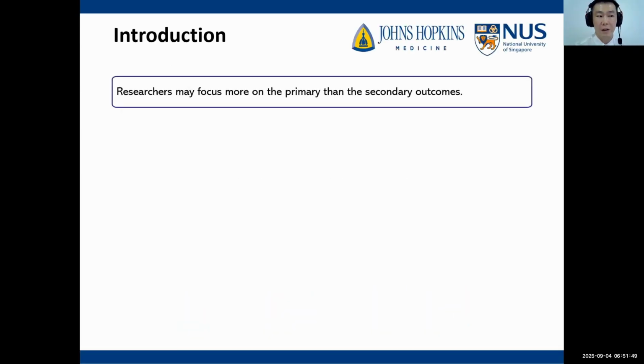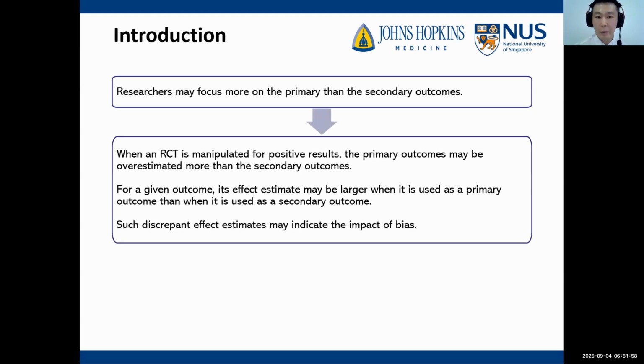When designing and conducting RCTs, researchers may focus more on the primary than the secondary outcomes. When RCT is manipulated for positive results, the primary outcomes may be overestimated more than the secondary outcomes. For a given outcome, its effect estimates may be larger when it is used as a primary outcome than when it is used as a secondary outcome. Such discrepant effect estimates may indicate the impact of bias.